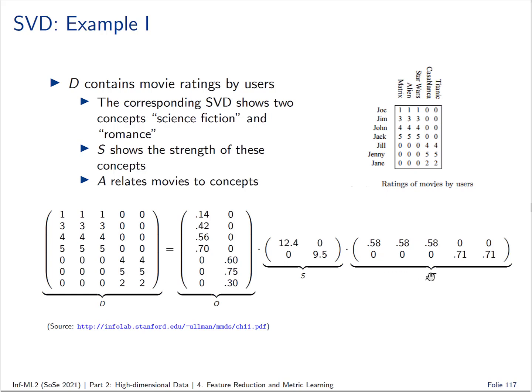And A transposed now relates the rows to the concepts. Now we have the strength of the concepts. We now also need the relationship between the columns and the concepts, and that is A transposed. So here we see that the first three columns relate to the first concept with the same strength.